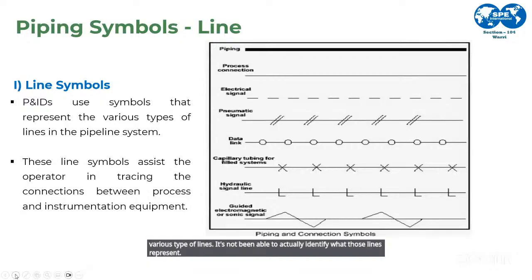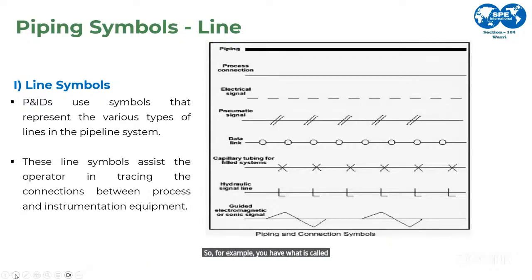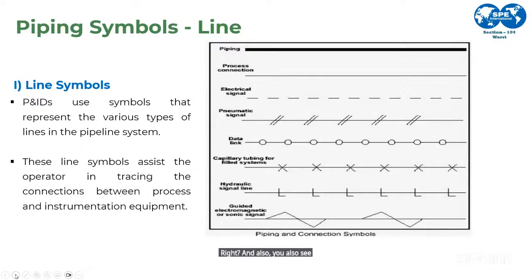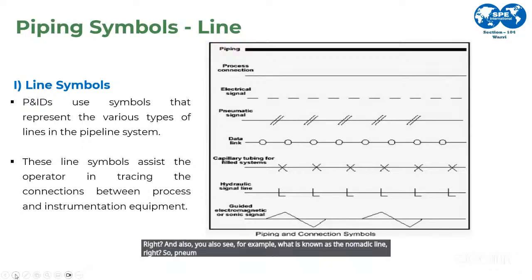So for example, you have what is called process lines, right? They are represented by a heavy solid line, and they basically represent the main line. And you also see, for example, what is known as the pneumatic line, right? Pneumatic basically means you're talking about air. So for the pneumatic line, you see a line with two double slanted dashes.